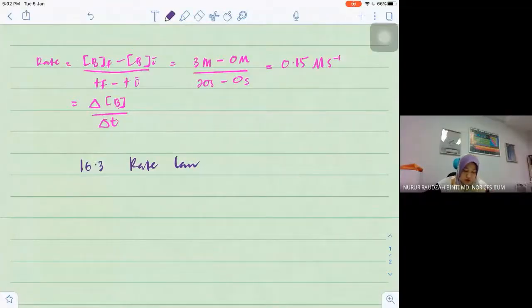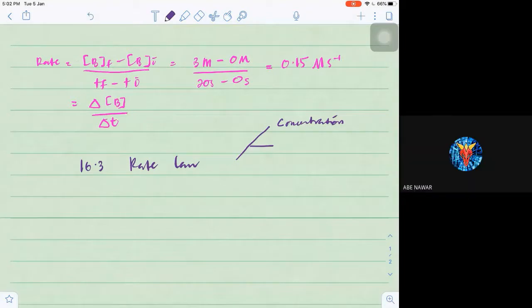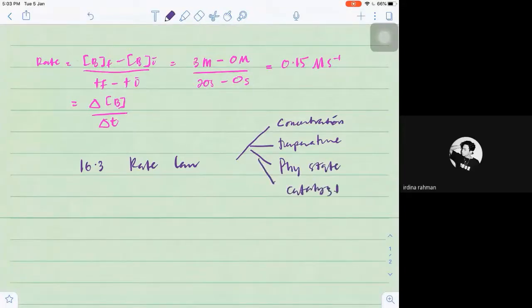What are the four factors? First is concentration. Then temperature. Use of catalyst. Next is the physical state. And lastly is the catalyst.